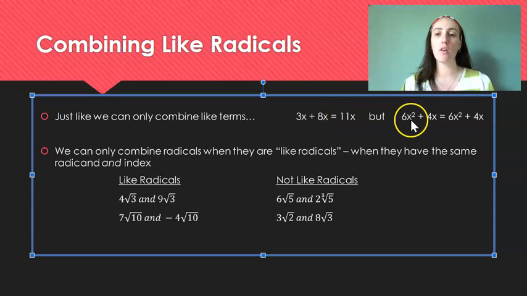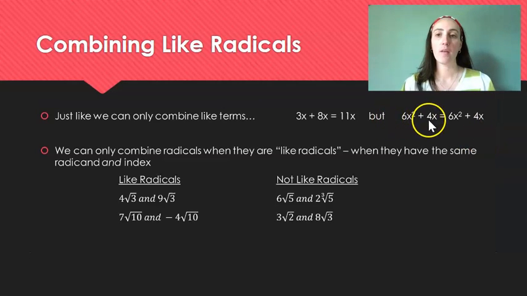But when we had a situation like 6x squared plus 4x, because our variables were not exactly the same, we couldn't combine them. So we did nothing to it. It just had to stay 6x squared plus 4x. This situation is exactly the same as when we are working with radicals instead of variables.